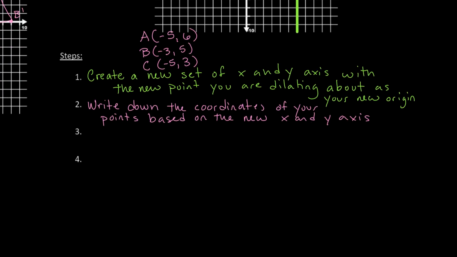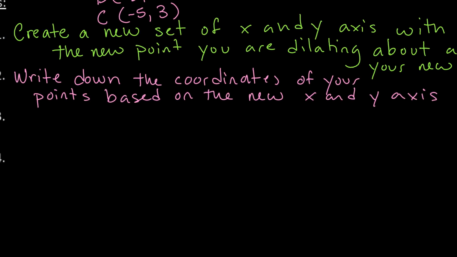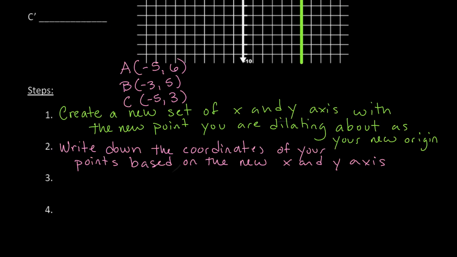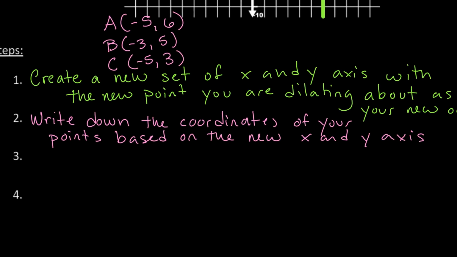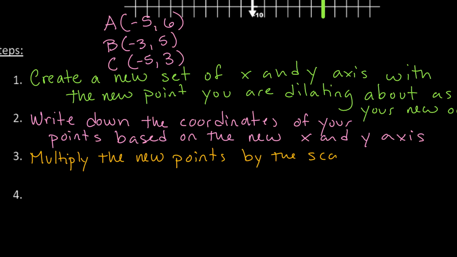Okay, so that was step number 2. Step number 3 states: multiply the new points by the scale factor and plot those multiplied points.